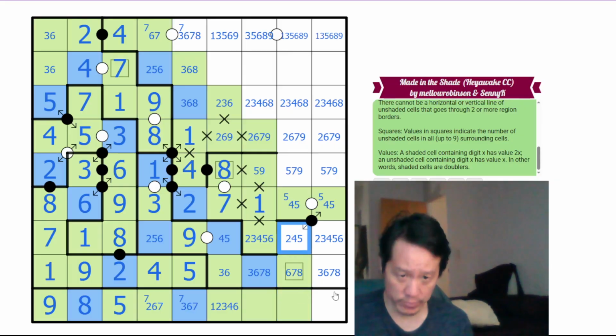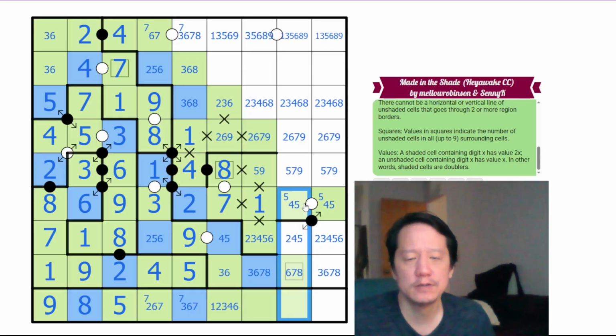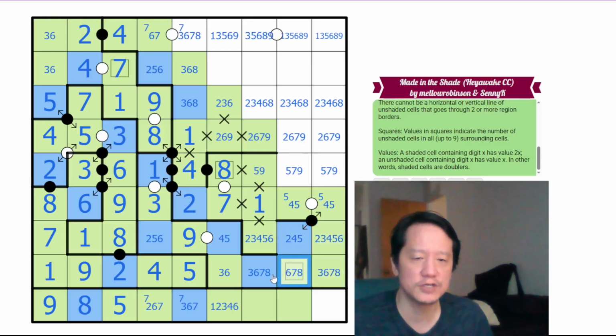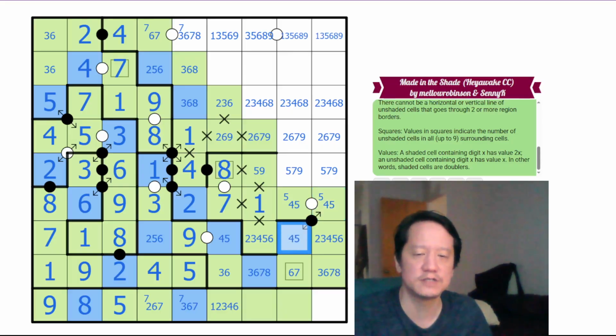This cannot be green, because if this were green, it would necessarily have to cross 2 borders. So this is blue, which means this is green. You have to orthogonally connect, so that's green. This is then either 6 unshaded cells or 7 unshaded cells. Cannot be 8. This is double of that, no matter what, so that's not 2.